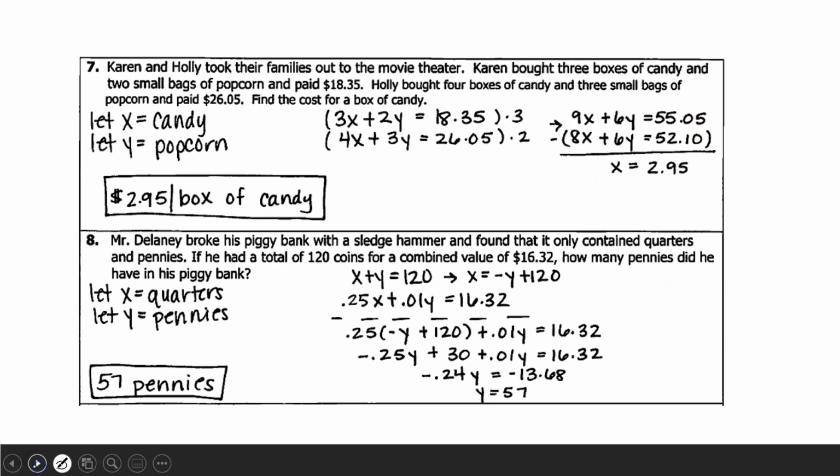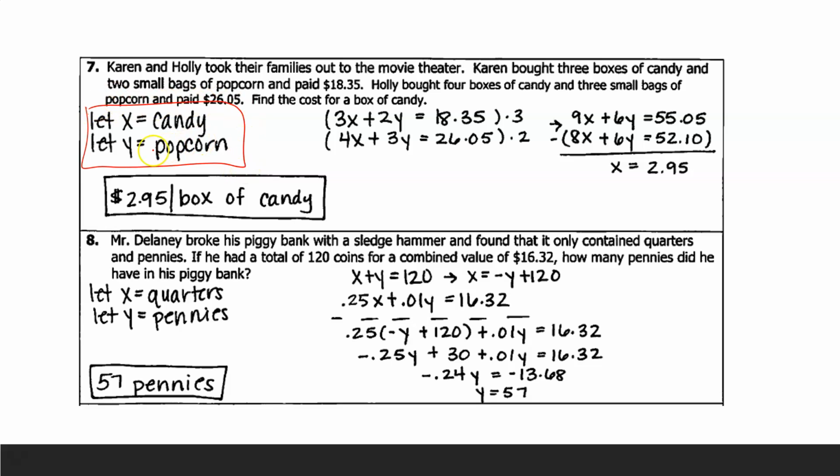We're almost done. We're back to the word problems. Karen and Holly took their families out to the movie theater. Karen bought 3 boxes of candy and 2 small bags of popcorn and paid $18.35. Holly bought 4 boxes of candy and 3 small bags of popcorn and paid $26.05. What's the cost for candy? So if you define these, you're going to have an easier time.